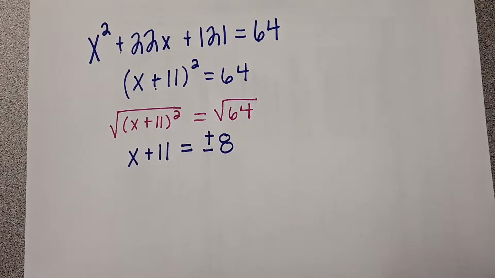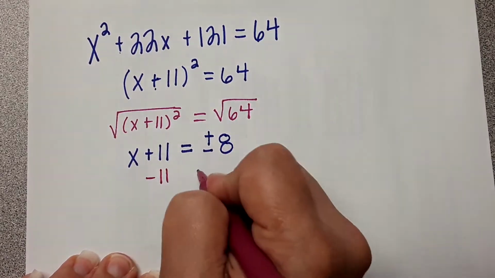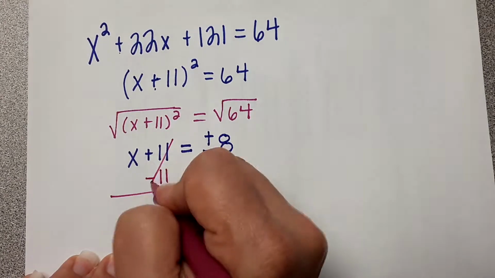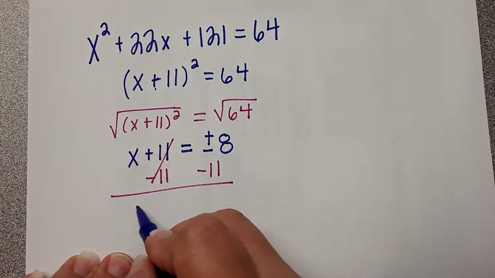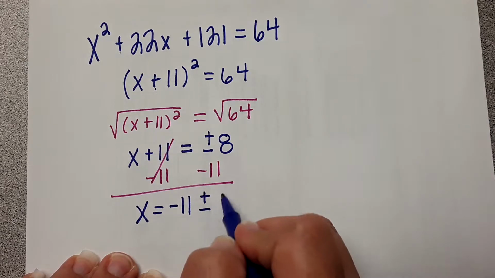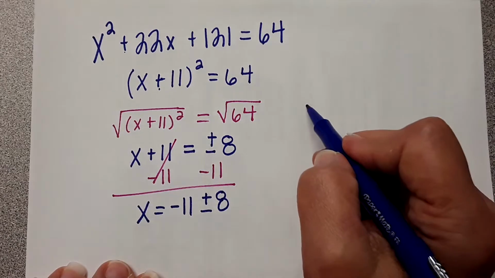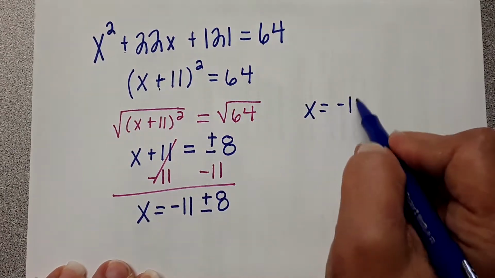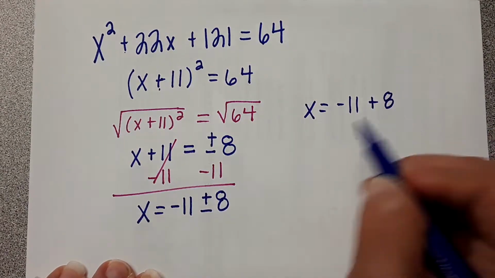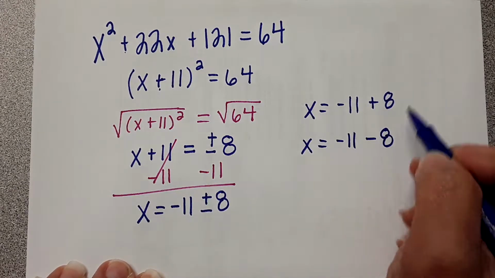From there, we are actually going to subtract the 11. Since 11 is positive, we're going to subtract it from both sides. So we have x equals negative 11 plus or minus 8. So what that means is x equals negative 11 plus 8, and x equals negative 11 minus 8.